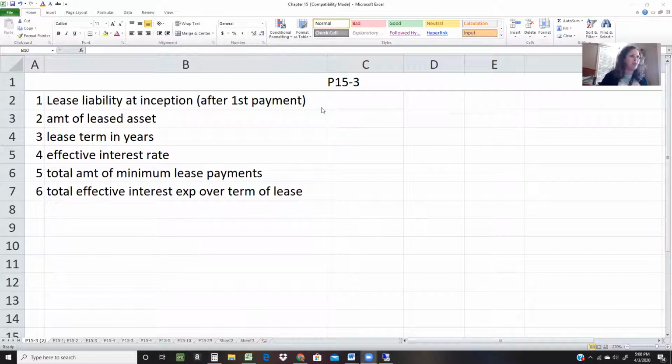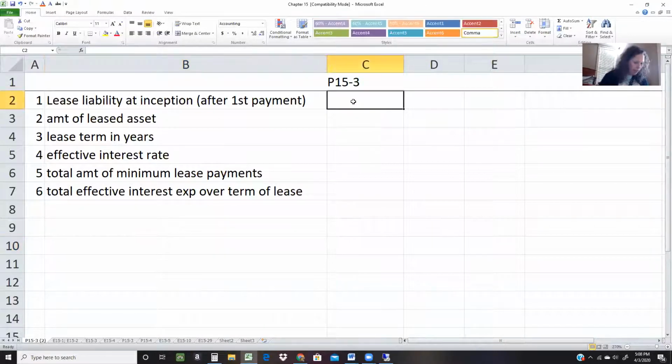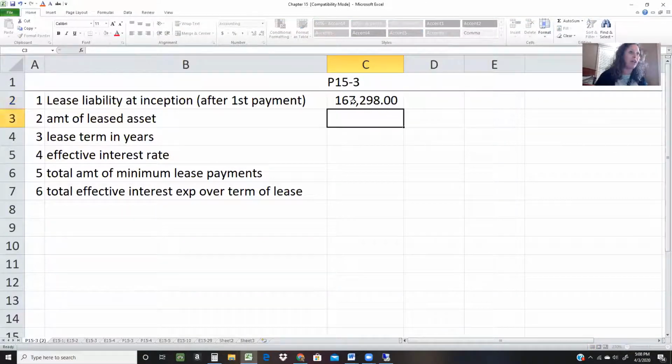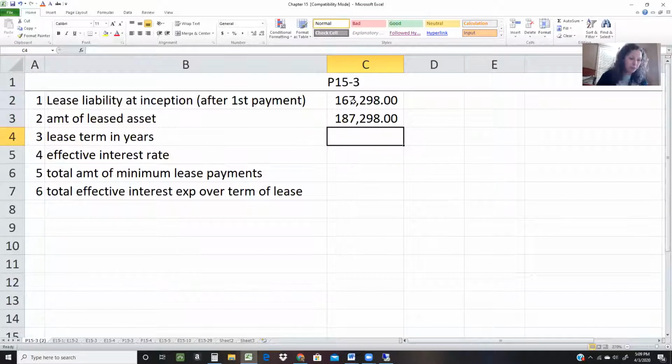So this number, after the first payment, you would look at the lease amortization table and you would look at after the first payment. So the lease liability at that point would be $167,298. What amount would Majestic record as a right of use asset? Now, right of use asset is another word for a leased asset. And so that would be the beginning number in the table.